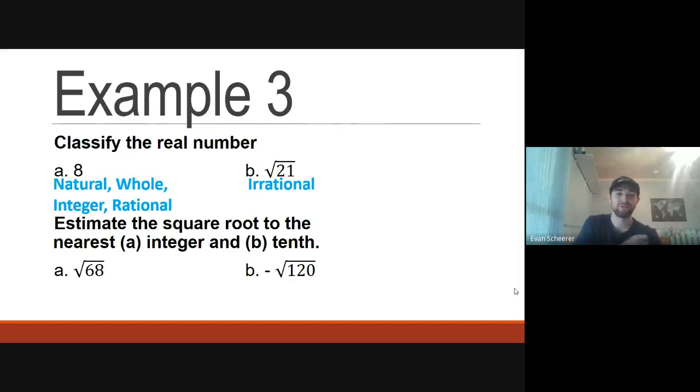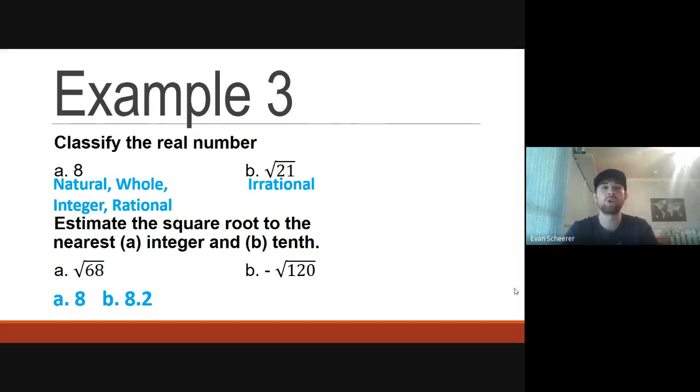Now estimate the square root to the nearest integer and tenth. So we're doing this again. A, the square root of 68. That's close to the square root of 64. Well, the square root of 64 is 8. So it's a little more than 8, right? So we can do 8.2 maybe, 8.3, because it's in between the square root of 64 and the square root of 81, which is in between 8 and 9. 68 is a lot closer to 64 than it is to 81. So I'm going to guess about 8.2, 8.3. And look, if you did the math, you would get 8 and 8.2.